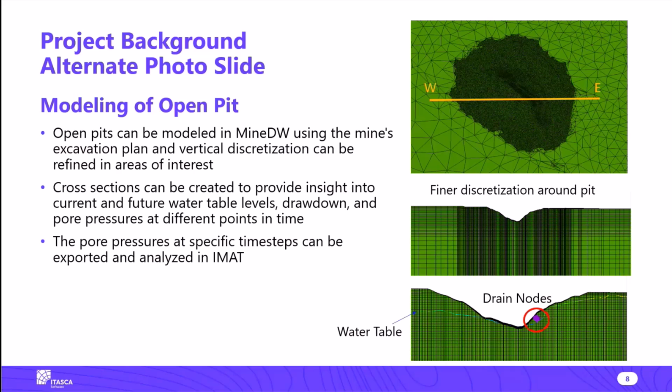Here, we have a picture of our open pit modeled in MINEDW with cross-sections shown at different time steps throughout the mine plan. Cross-sections are helpful because they allow you to visualize the water table and pore pressures at different time steps within your model. In the middle, you have a cross-section where you can see much heavier lines around the open pit, which is the more refined vertical discretization, which consists of smaller elements that require more computing power, but ensure more accurate modeling.